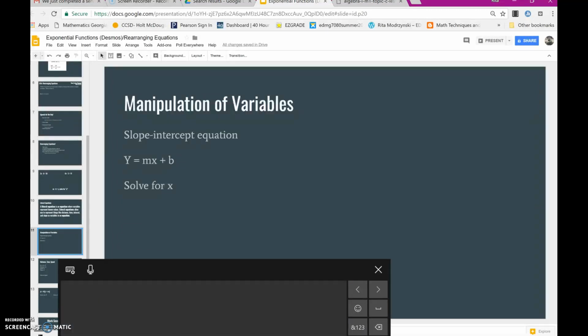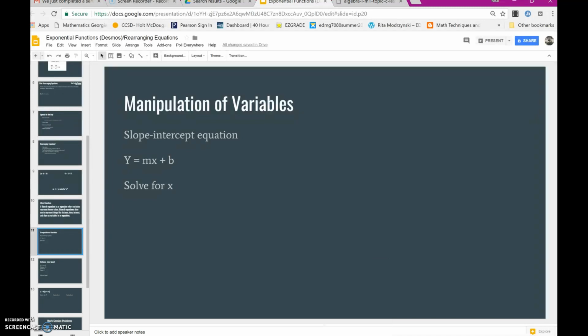So again, let's try a few. Let's start with this one right here. So this is the slope-intercept equation, and we are going to solve that for x.